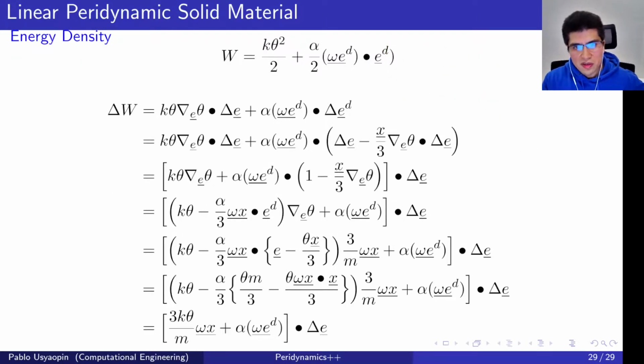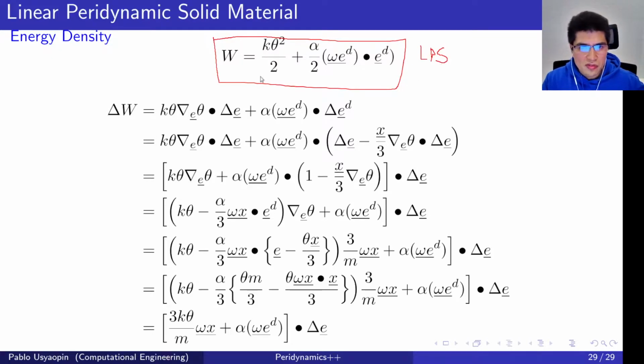In 2007, Silling proposed this strain energy density for a peridynamic model called the linear peridynamic solid, by its abbreviation, which I am writing here. The first part looks at the bulk side, the volumetric part of the force, and the second part looks at the deviatoric part of the force. K here is the bulk modulus, and alpha is another parameter which will be related to the shear modulus, in this case I'm calling it G.